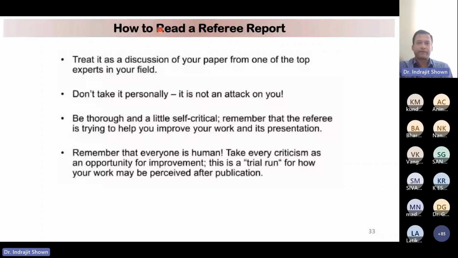And on how to read the referee report, treat it as a discussion of your paper with one of the top experts in your field. Don't take it personally, because most of the time we made the mistake here, and there is no personal attack. Remember that everyone is human, and human mistakes happen. Take every criticism as an opportunity for improvement. That's why you go through it, you try to give the answers, and based on those answers, you can improve your manuscript. That's why you can take the reviewer comment as criticism and make an opportunity out of it.